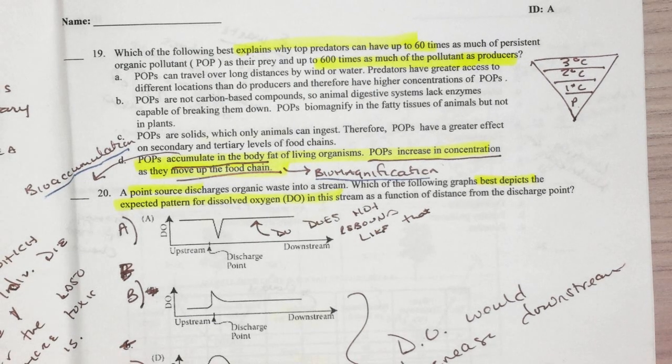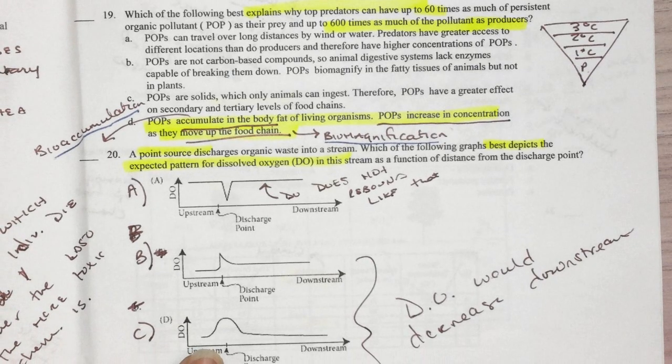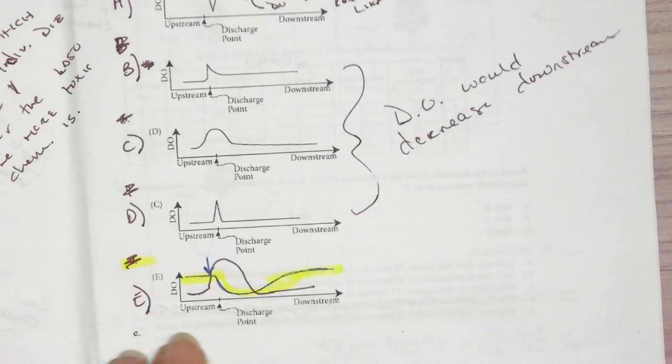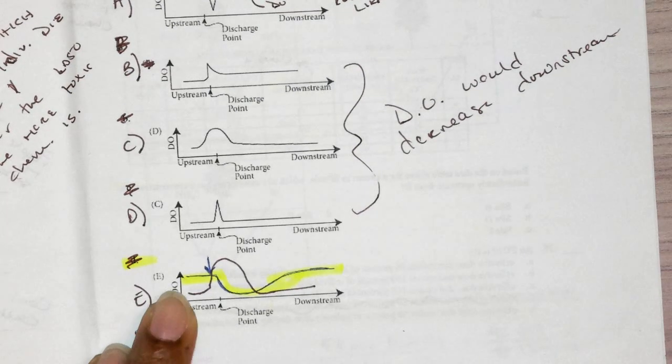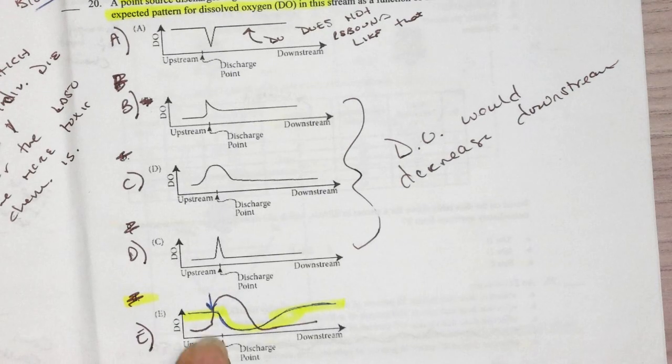A point source discharges organic waste into a stream. Which of the following graphs best depicts the expected pattern for dissolved oxygen in this stream as a function of distance from the discharge point? The answer here is this last one right here. So this is your discharge. This is your discharge right here.